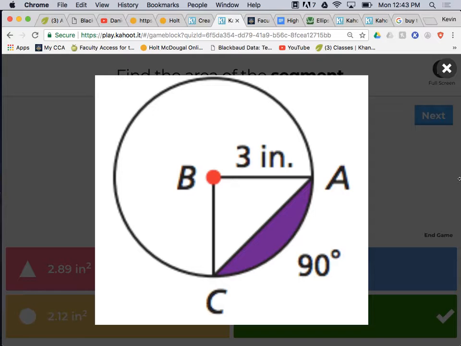If this is 3, then this is also 3 because they're both radii. So the area of the triangle is what? Guys, everyone should be paying attention. What's the formula for the area of the triangle? It's 1/2. So 1/2, what's the base? 3. And the height? 3. So 3 times 3 is 9. Half of that is 4.5. Good. So I found the sector and the triangle. So now to find the segment, I do the sector, which is 7.07, minus the triangle, which is 4.5, and I get 2.57. Any questions on that?